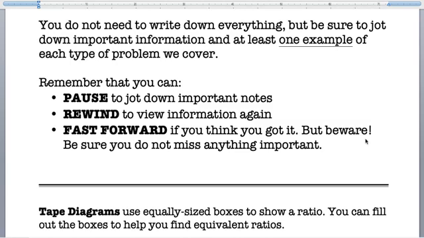It's very important that you write down equally sized, because if the boxes are differently sized, then it's not going to be showing the same portion. You can fill out the boxes to also help you find equivalent ratios. So we'll go over an example.